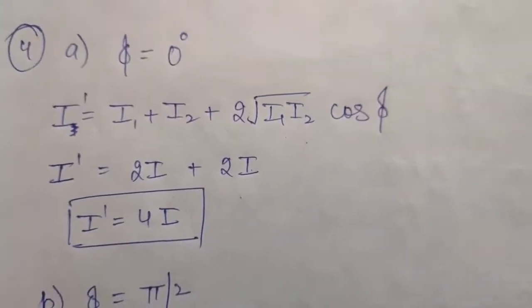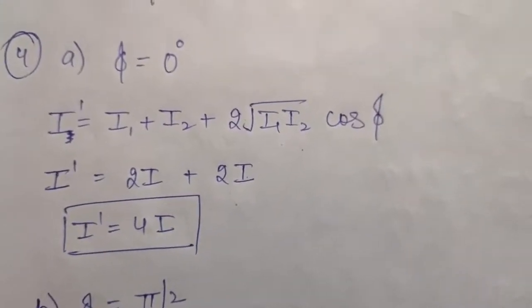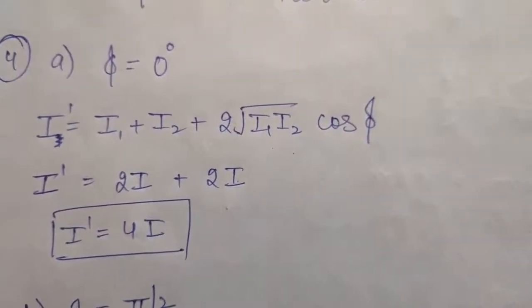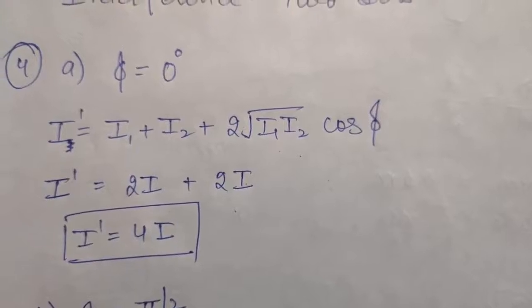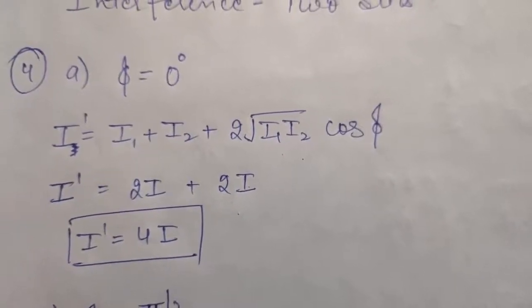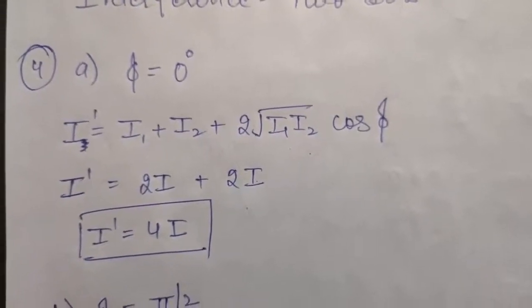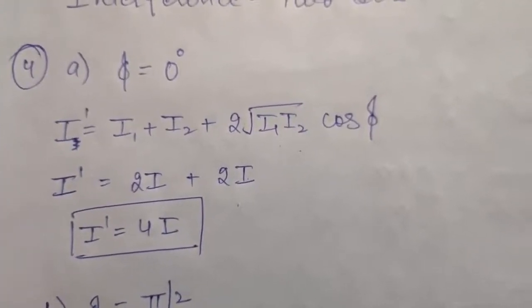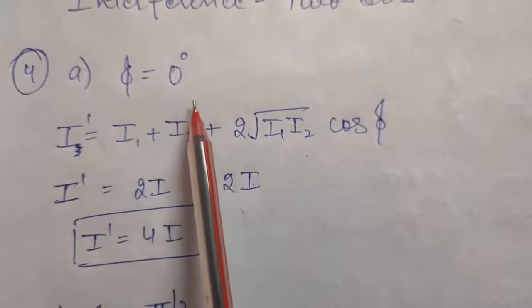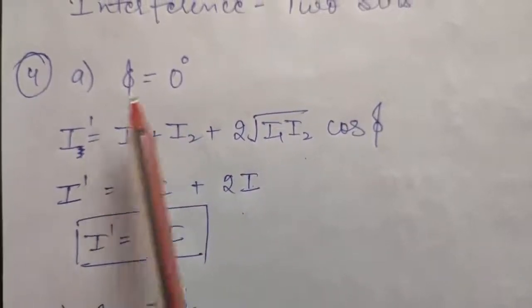So this question says find the ratio of intensities of 2 points P and Q on a screen in Young's double slit experiment when waves from source S1 and S2 have a phase difference of 0 degree and pi by 2 radians respectively. So in first case, phi is given to be 0. So let us calculate the intensity for this phase difference.